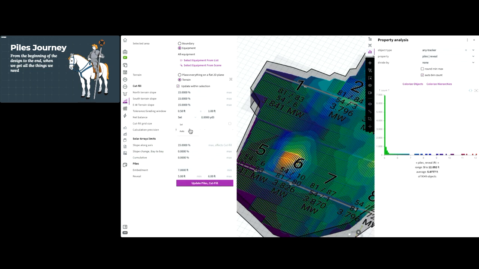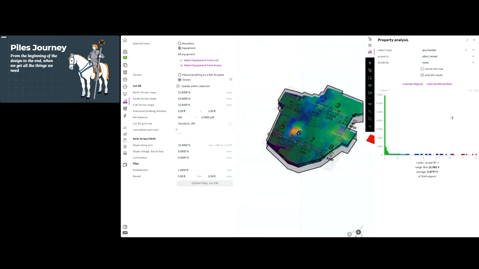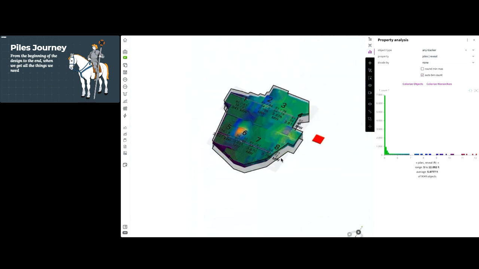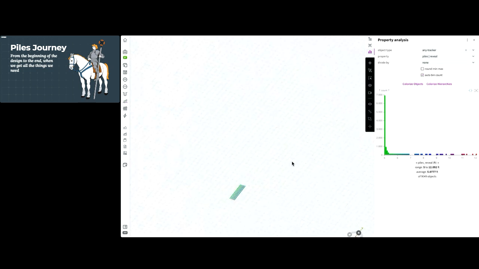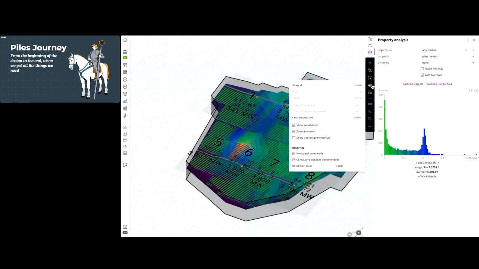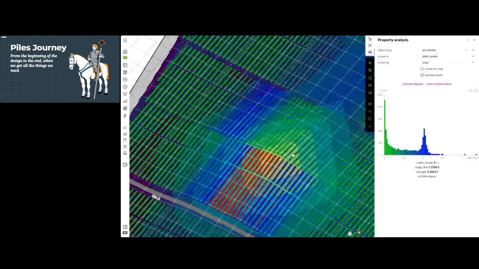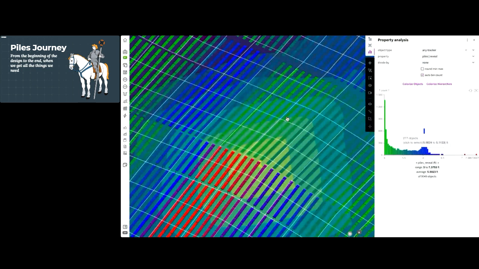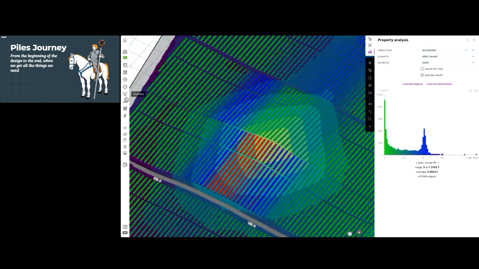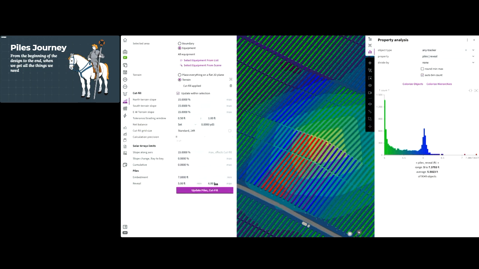We will set net balance to 0, meaning the amount of cut will be equal to fill, and we'll run the cut and fill analysis. And so what's going to happen, and let me hide these annotations, is that you can see that our piles became much shorter, and we can actually do one quick thing.